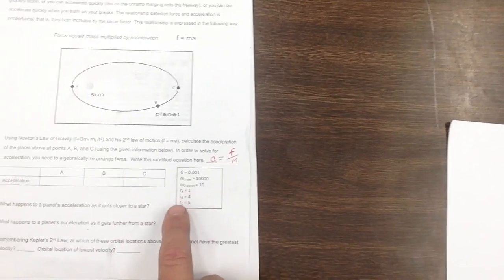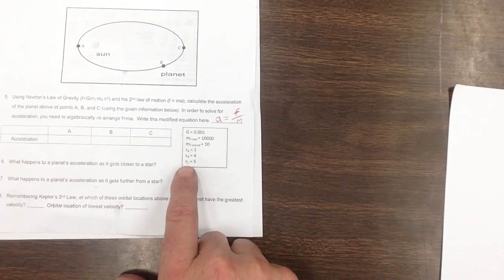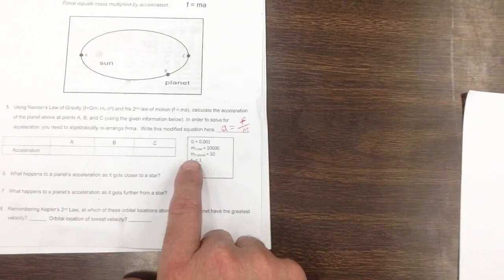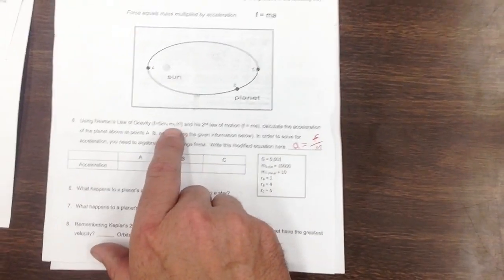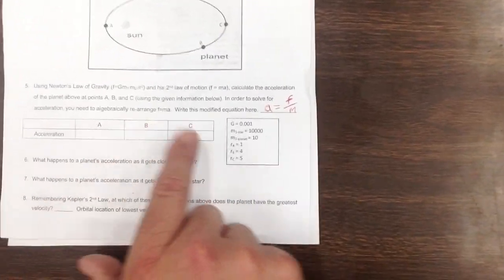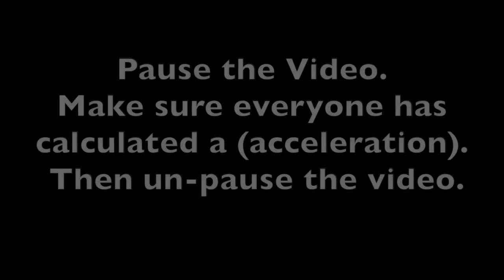And notice in the data that's given in the box that there is RA equals 1, RB equals 4, RC equals 5. So you're using those R's in the Newton's law of gravity over here. So really, you're doing this 3 different times, A, B, and C. The only difference is that you're putting a different R each time. Good.